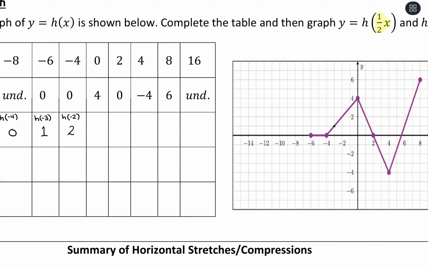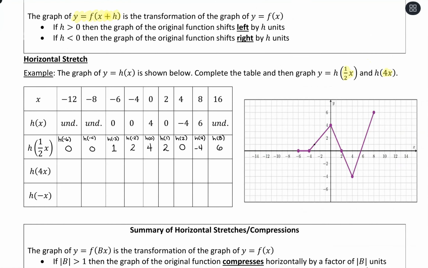H of 0, cut in half, is still just 0, so that point stays exactly the same. H of 2, but cut in half, so we're at h of 1, which it looks like we're graphing at positive 2 there. H of 2, we're given as 0, h of 4, we're given as negative 4, and h of 8, which we're given is 6. Okay, so our new function, we have our x values, and we have our new y values.